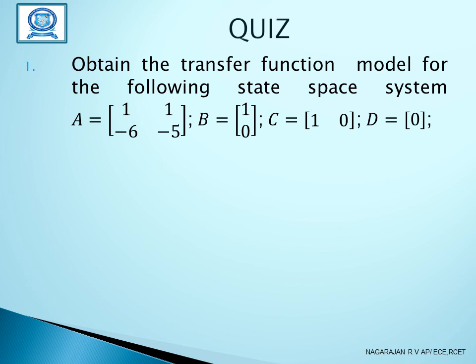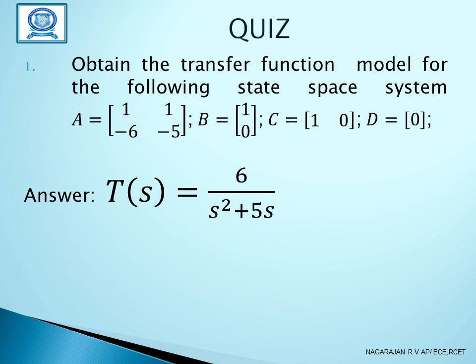So we know the formula for converting a state space model to a transfer function model, that is T of s is equal to C into (sI minus A) inverse B plus D. This is the formula to convert a state space model to a transfer function model. When we apply these values to this formula, we get the T of s value as 6 divided by s square plus 5s.